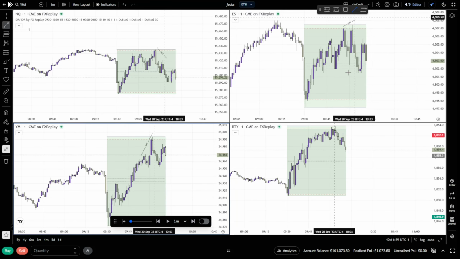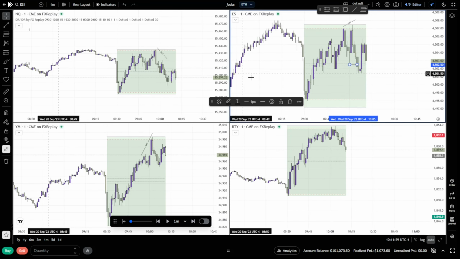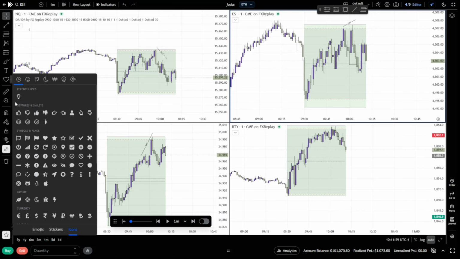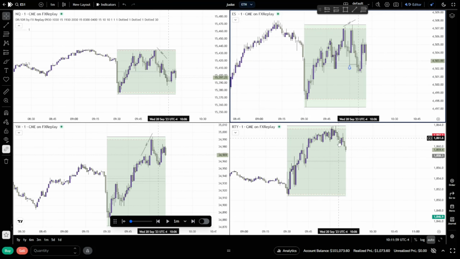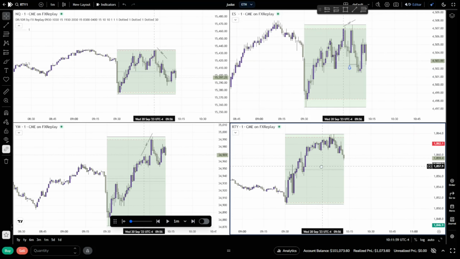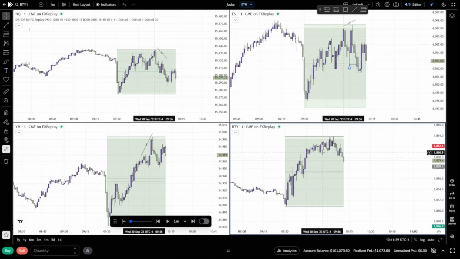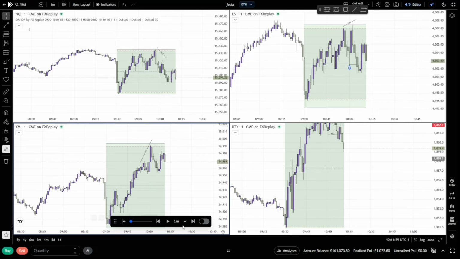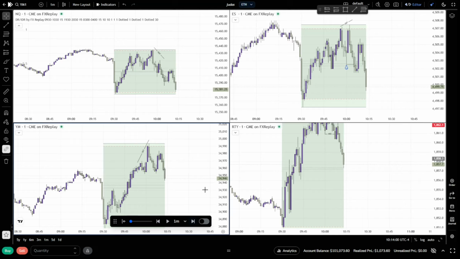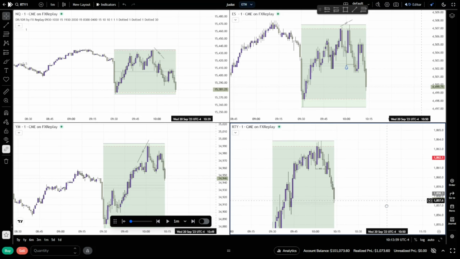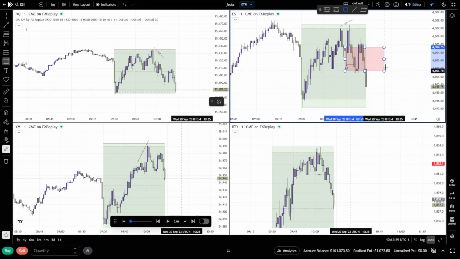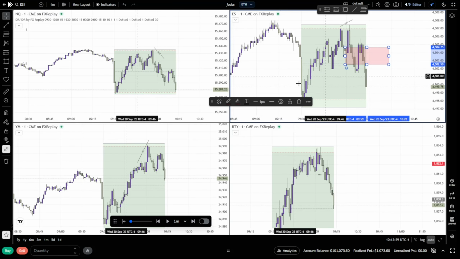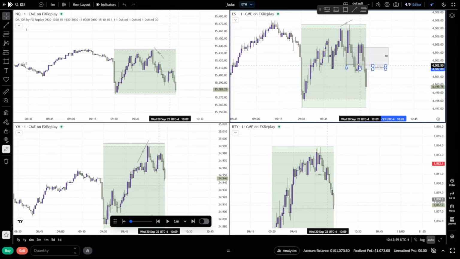So we have a market structure shift here. Space is too small for me to type it out, so I'll just put a candle. Then here we don't have one yet, but on this we have a market structure shift as well. We're going to wait for FEG and a breaker to overlap. Here's a breaker. Here's a FEG.